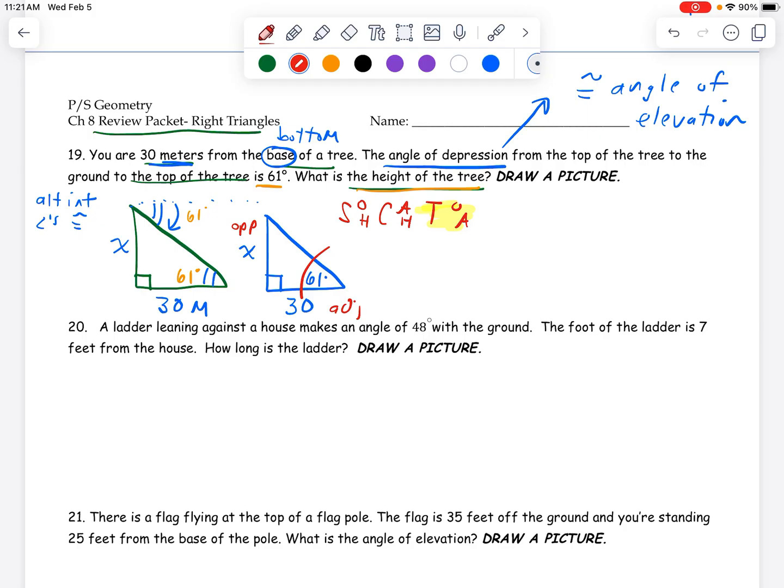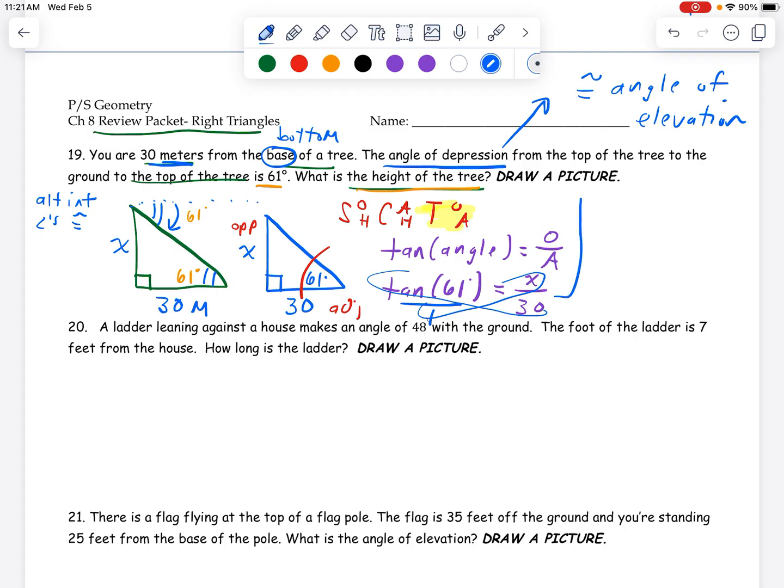So if I make my equation initially, we'd have tangent. Technically, tangent of your angle is equal to opposite over adjacent, or more clearly, tangent of 61 degrees, from the perspective of 61, is the same as opposite x over adjacent 30. Because I have the angle, we are not using inverse trig. Instead, we're putting this over 1, and we are cross multiplying. When I do the work for that, x times 1 equals 30 times tangent of 61, or x by itself equals 30 times tangent of 61 degrees.